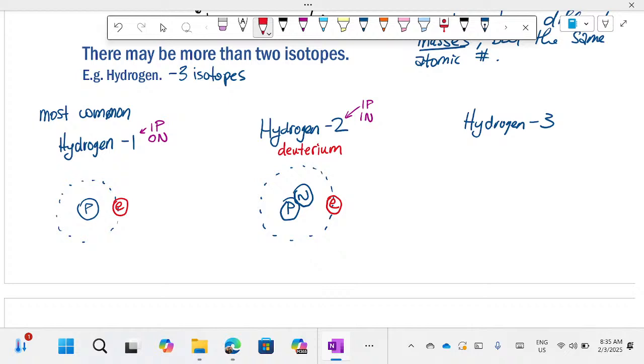It's called, you may have heard of it, tritium. Anyone heard of that before? Tritium. But tritium is a hydrogen atom that has 1 proton but now has 2 neutrons. And of course, how many electrons would this have? Still just 1.